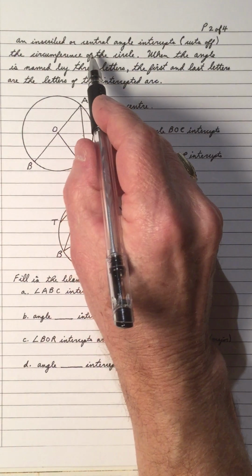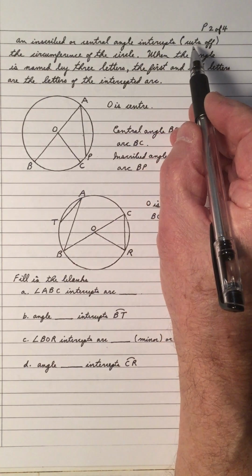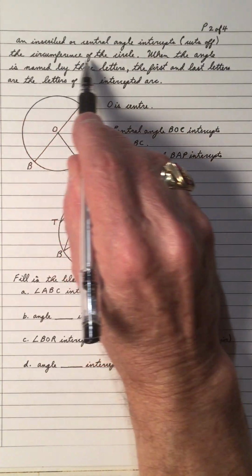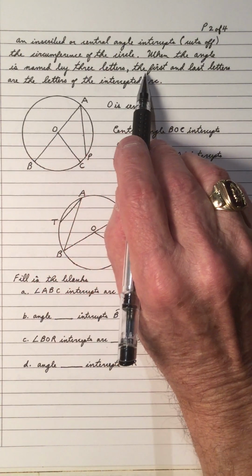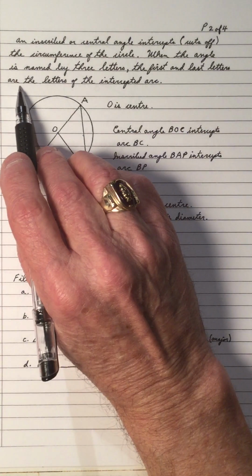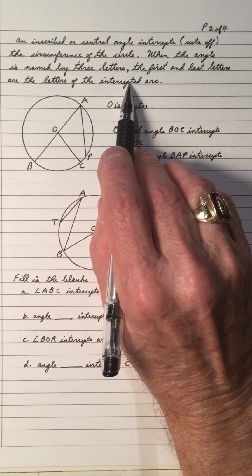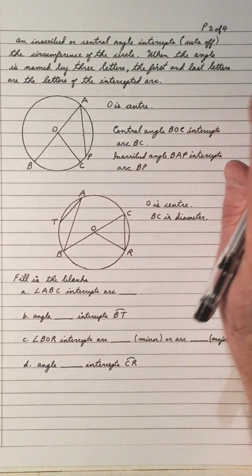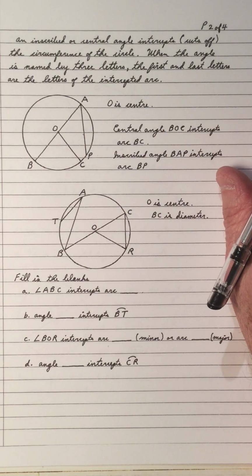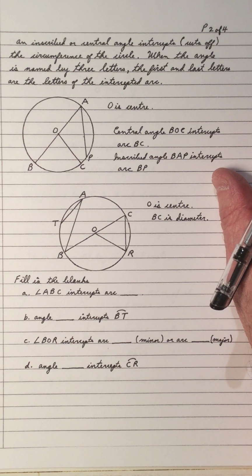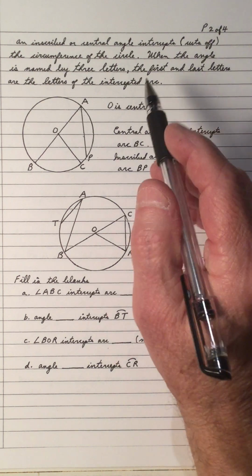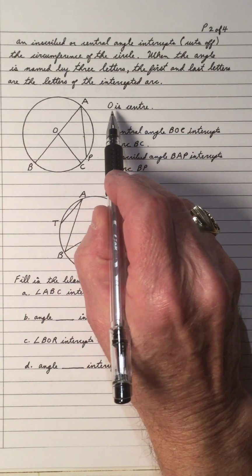An inscribed or central angle intercepts or cuts off the circumference of the circle. When the angle is named by 3 letters, the first and last letters are the letters of the intercepted arc. And the reason I define it this way is because a lot of students find it confusing picking out the inscribed angle and the central angle. So let's go through how I do it.